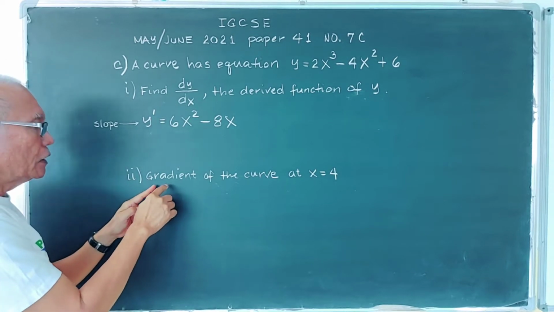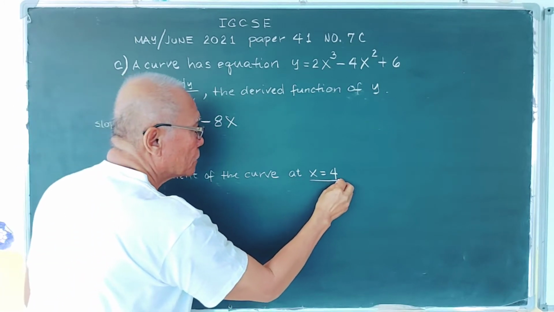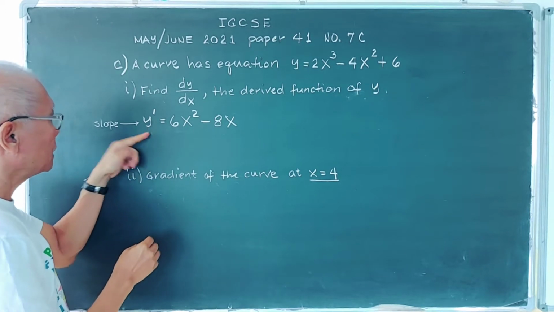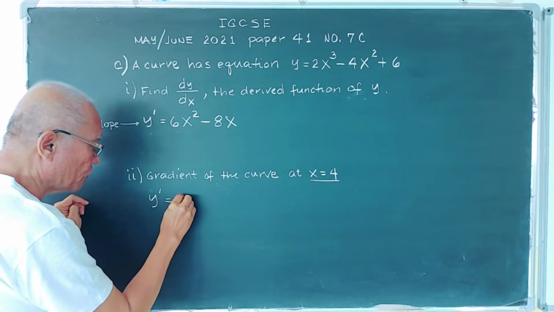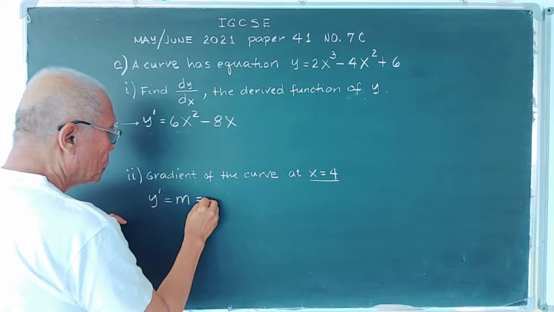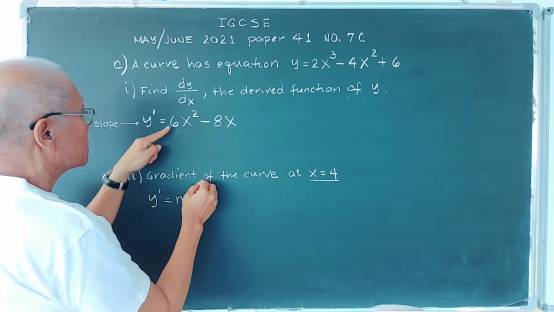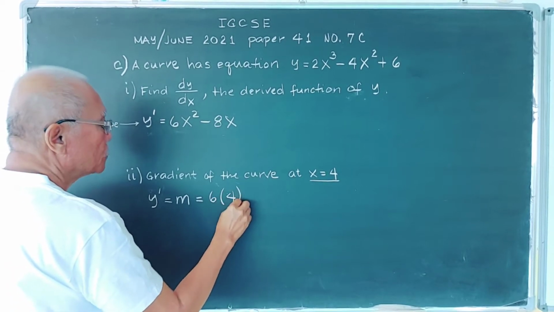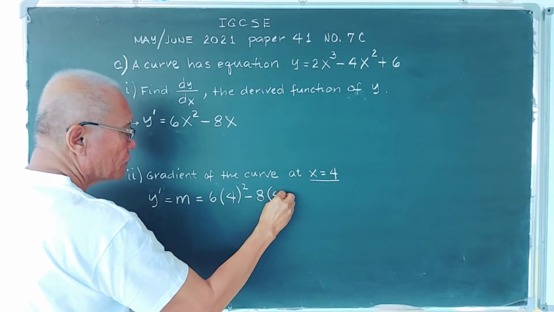Okay, next. What is the gradient of that curve at x is equal to 4? So we are going to compute the slope, which is this one. The y prime actually is the slope. Our symbol for the slope in our linear equation is m, is equal to, so we are going to replace the x here by 4. So here we have 6, and then x is now 4 to the second power, minus 8 times that 4.